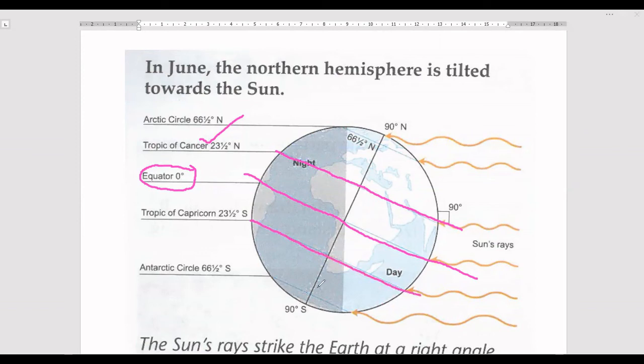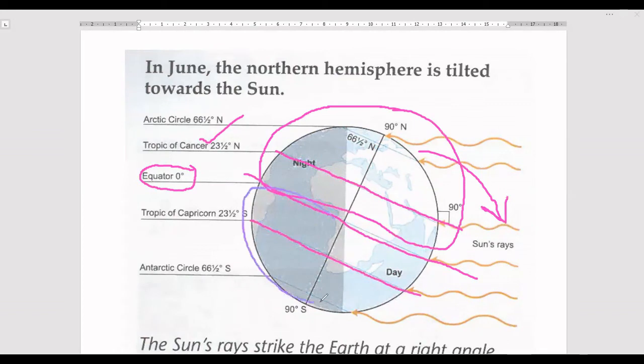The sun is not striking there. And you can see that the earth is tilted, that the northern hemisphere is tilted towards the sun, whereas the southern hemisphere is tilted away from the sun. There's our southern hemisphere here, and it's tilted away from the sun. So it's winter for us, and it's summer for the people in the northern hemisphere, right?